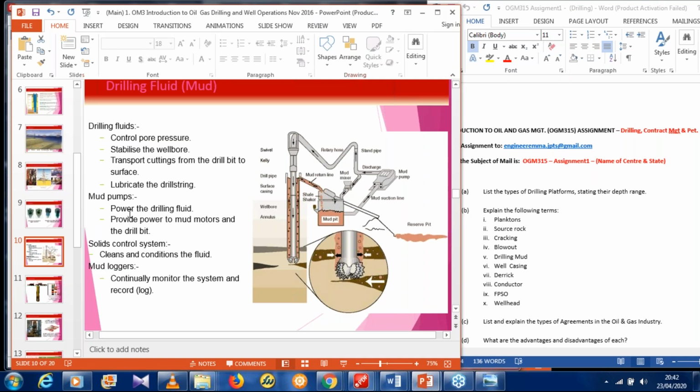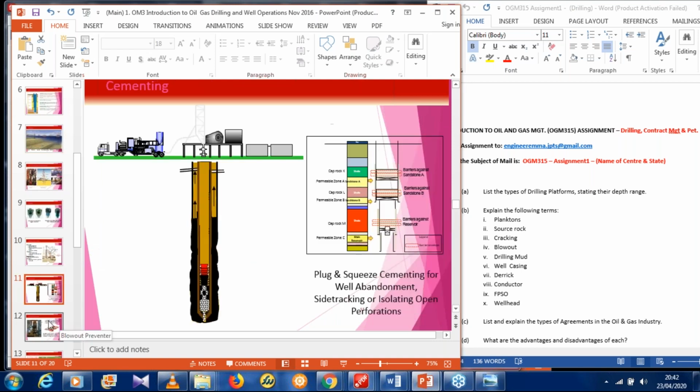Now, the mud pump. The function of the mud pump is to power the drilling fluid, all having their various functions. Okay, so this is the way it looks eventually.